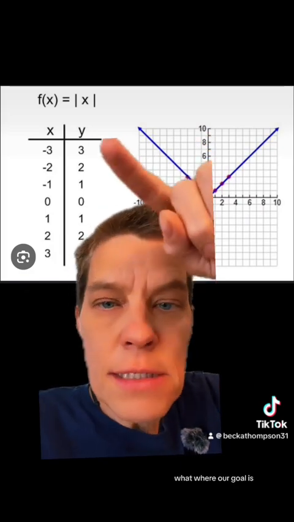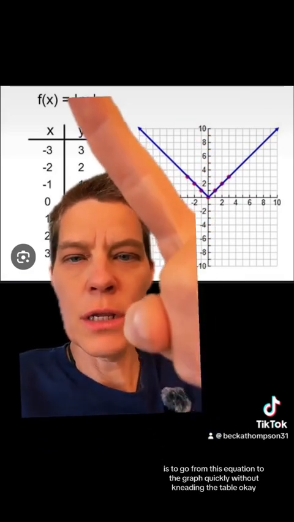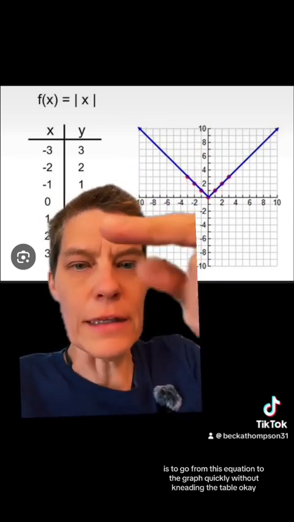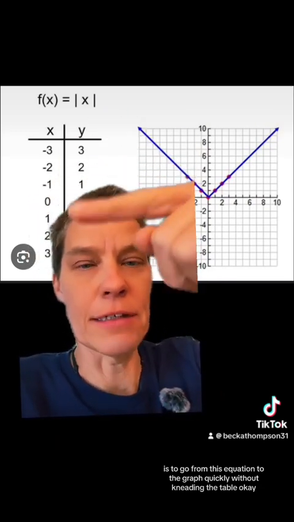Let's get to it. So first I want to say these are higher level lessons. Our goal is to go from this equation to the graph quickly without needing the table, okay?